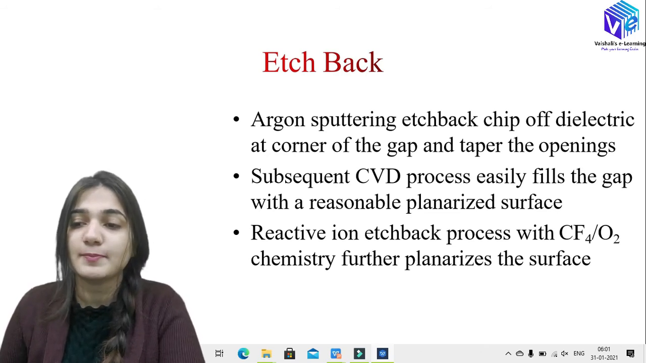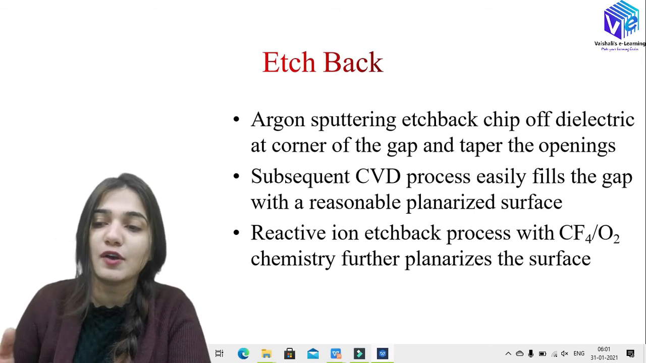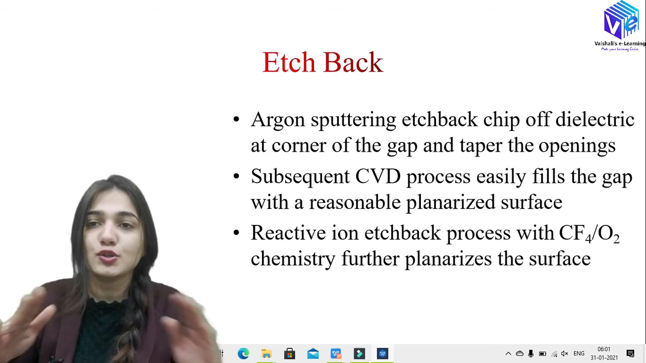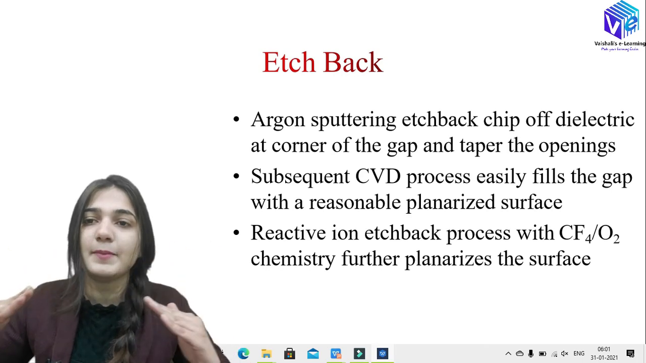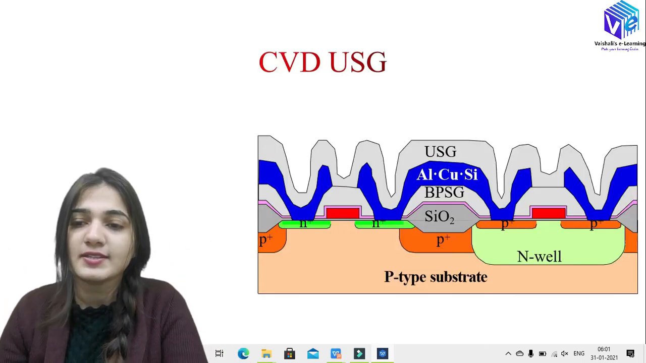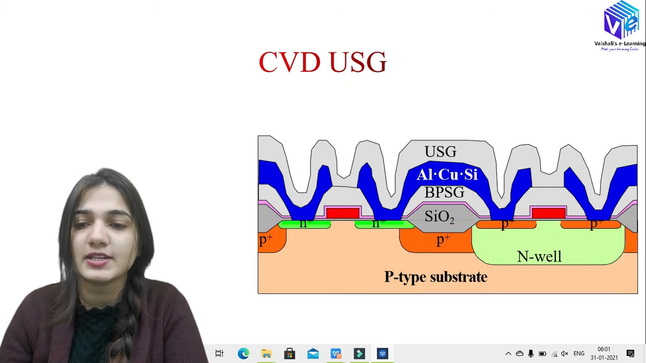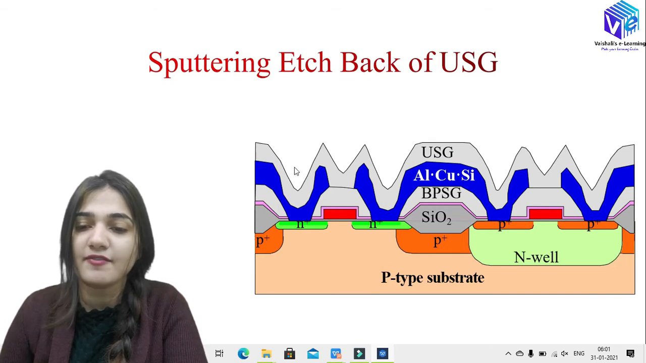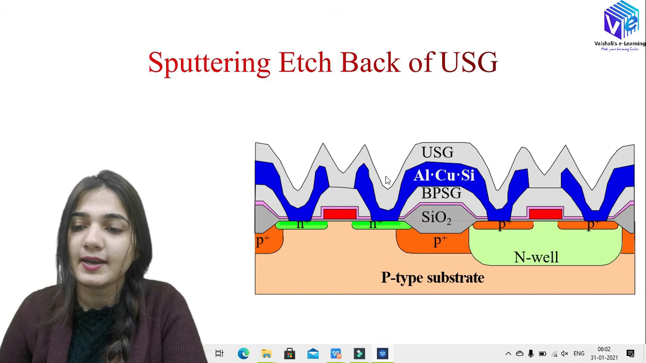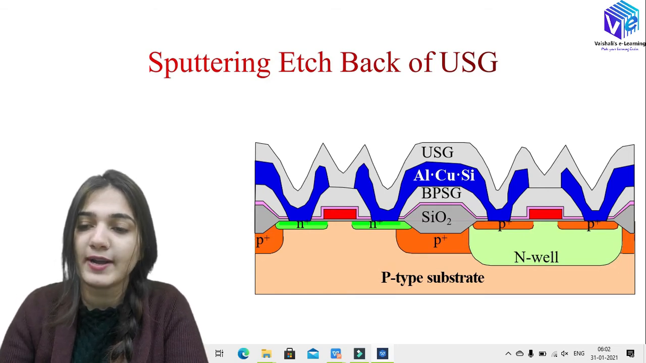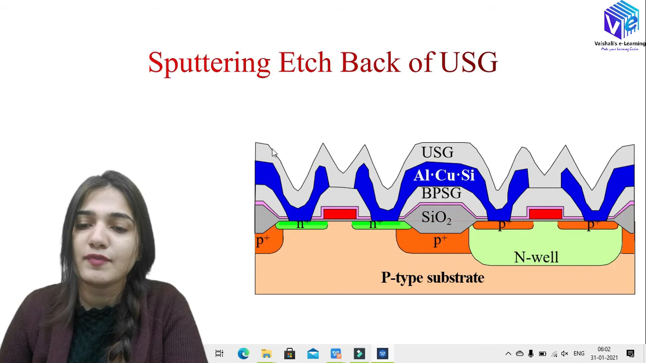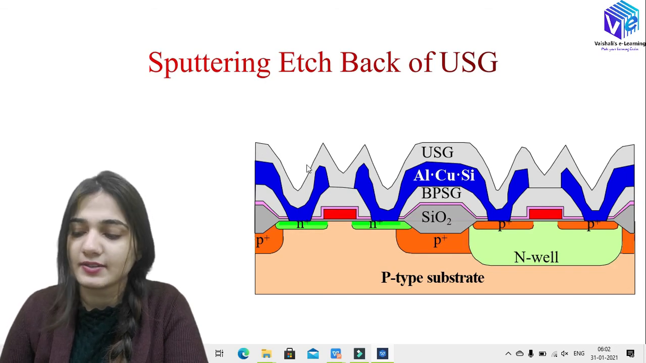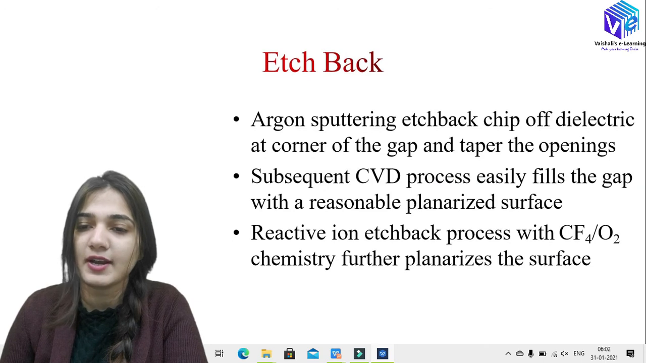So argon sputtering etchback chips off the dielectric at the corners of the gap, and also it can taper the opening. So wherever we have opening, it can taper the opening. I will show you the figure. So you can see this is the chemical vapor deposition of the USG layer. After sputtering etchback of the USG using the argon, you can see we have tapered the openings. You can see it here, right? With the help of argon and the momentum transfer, removing the atoms of the edges of the USG, we can taper these endings, right? So this is the first process that we are doing in the etchback.